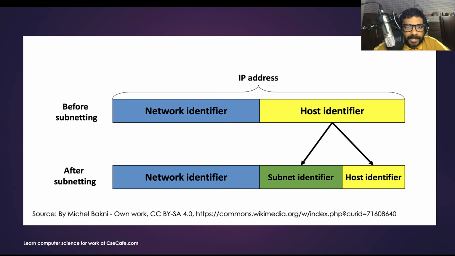And again, as I told you before, before subnetting you have a network identifier and a host identifier. After you create a subnet, you have the network identifier and also a subnet identifier, and the combination of network identifier and subnet identifier is called your routing prefix, and the remaining is your host identifier. So this diagram, have you understood? Is it clear?